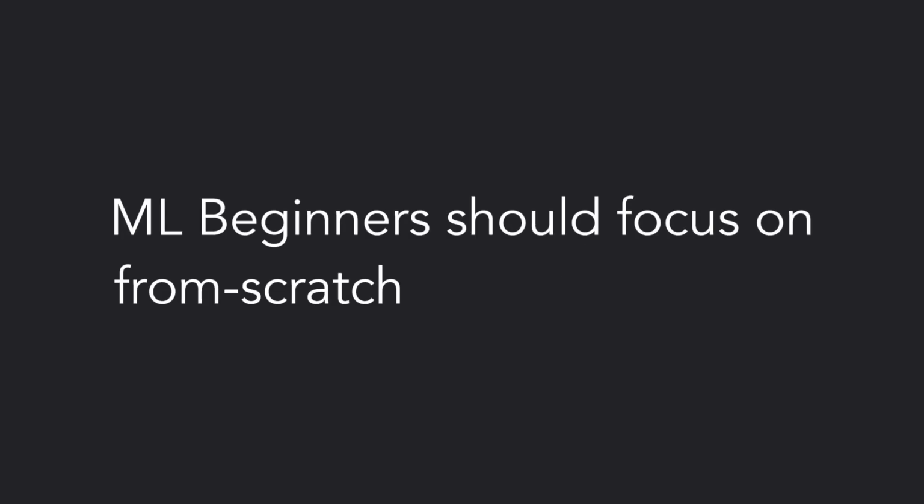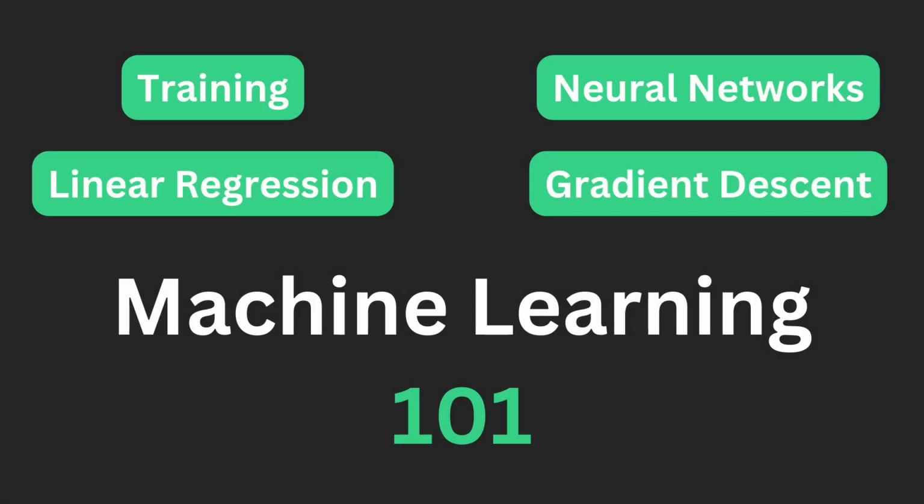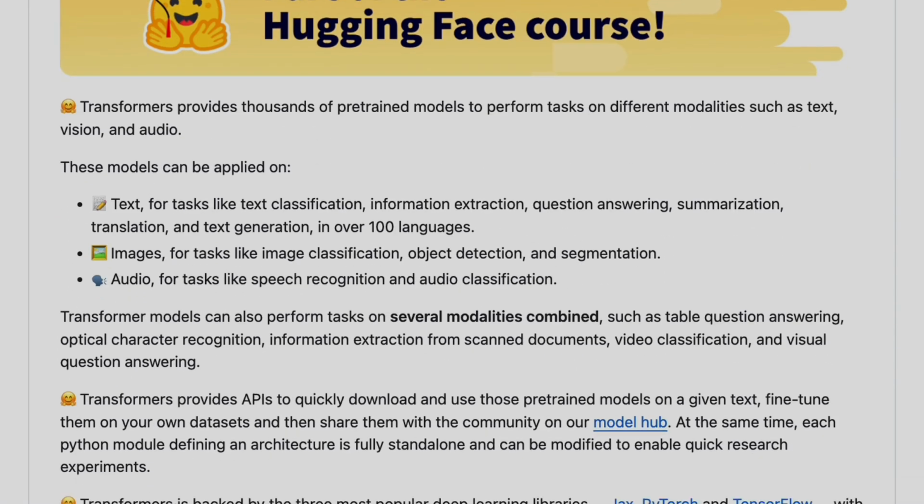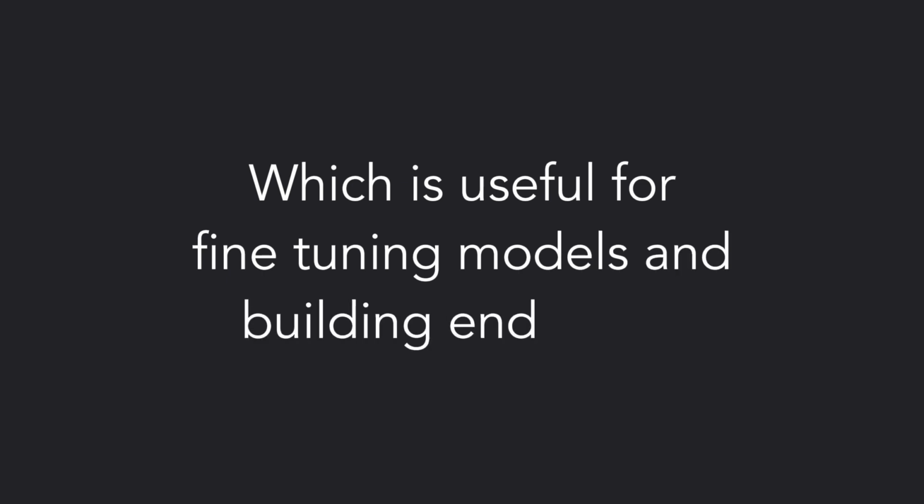Let's get into it. ML beginners should focus on from scratch implementations. Understanding how models like linear regression or neural networks really work at the level of matrices will dramatically increase your understanding. At this stage, you shouldn't worry about dependencies like the Transformers library from Hugging Face, which is useful for fine-tuning models and building endpoints.